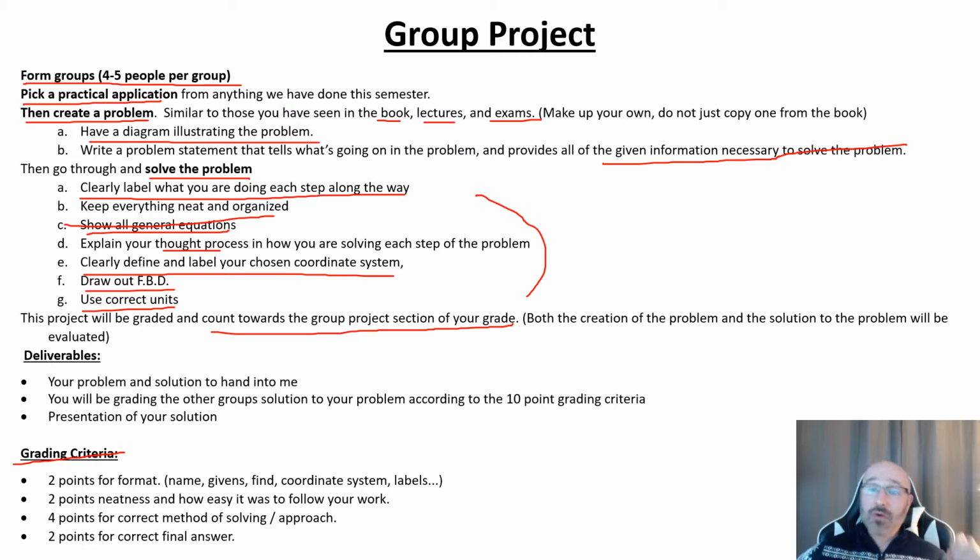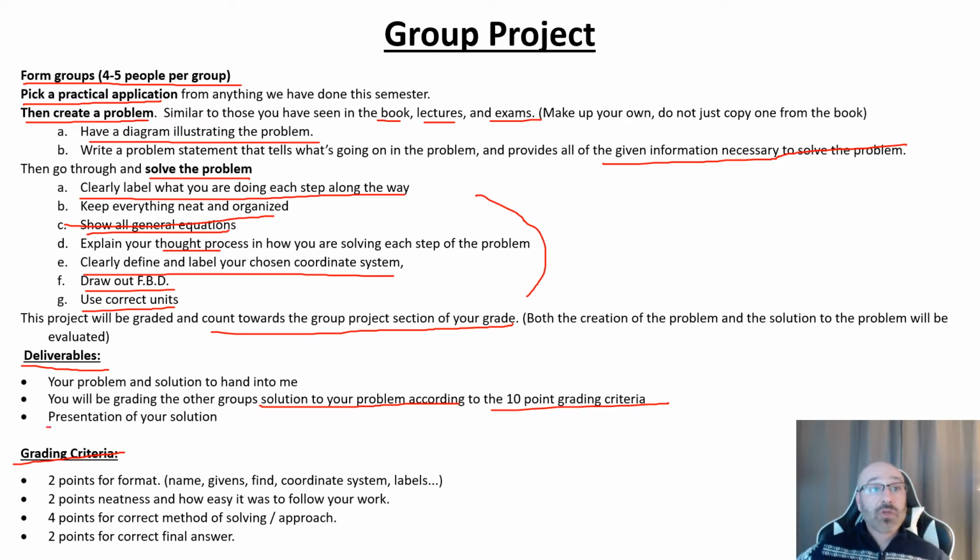Now there are a couple of deliverables that you're going to have throughout the semester. 1, you're going to hand your problem and your solution in to me. So that's going to be a portion of your grade. That's one of the deliverables, your problem and your solution to the problem. Second, you're going to be grading the other group's solutions to your problem according to a 10-point scale. So that's going to count towards your grade. That's the other deliverable, actually solving the other group's problems.